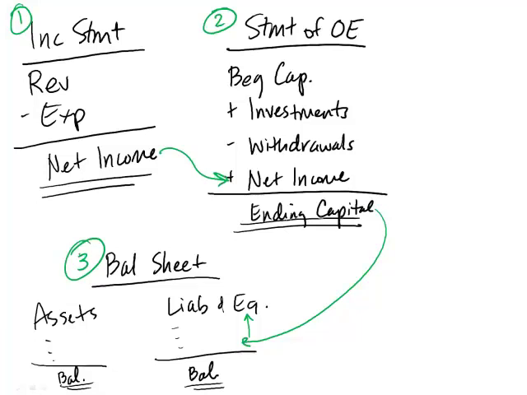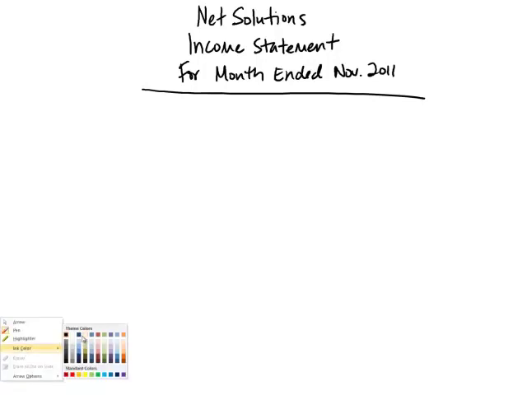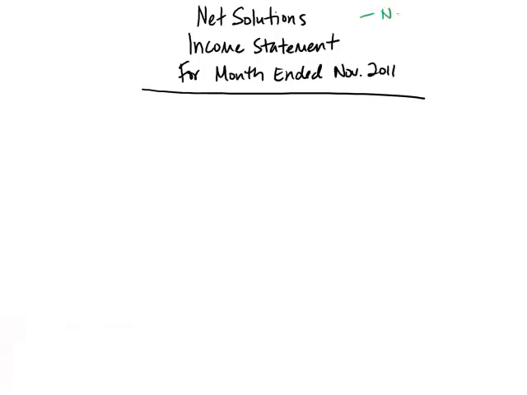Okay, so income statement, we're going to do revenues minus expenses. We're always going to start with a heading for our financial statements. The company name, the statement name, and date. Okay, that's just a standard heading for all of your financial statements. The income statement and statement of owner's equity are going to be for the month ended because they show the activity within that month. We're going to show what happened from November 1st to November 30th only.